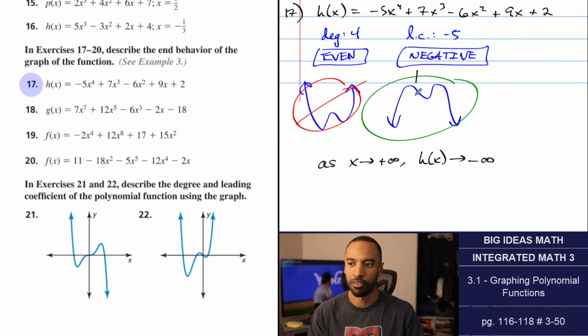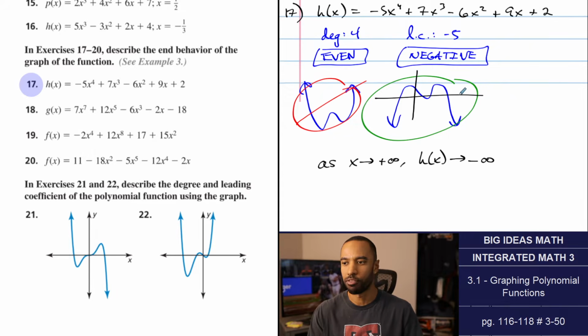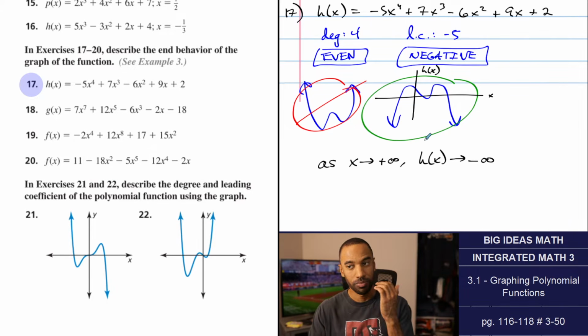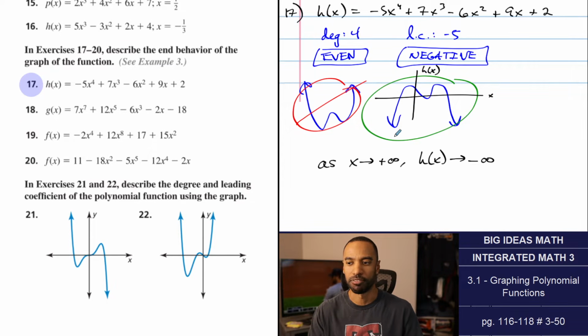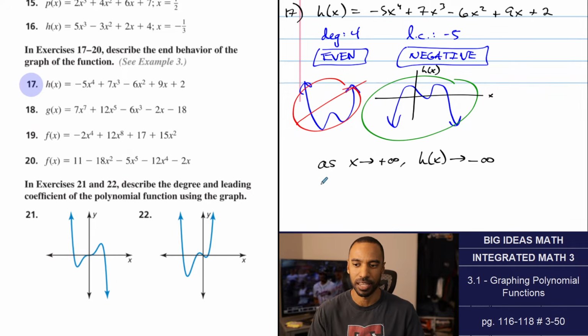Whatever the graph looks like, as it goes forever right on x, we're going to go forever down on y, on h of x. That's the end behavior. As we go forever left, it also goes forever down. That is the nature of an even degree polynomial that is negative.